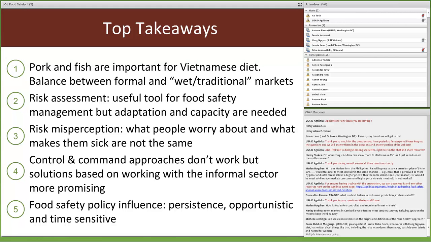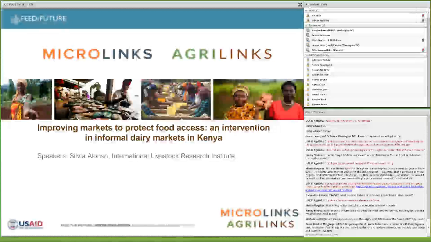The risk misperception issue is also very important. I think that we need more evidence to show where the priority of risk to intervene would be. And finally, to work with policymakers in this type of country, I think we need to be persistent, opportunistic, and very timely to really translate our evidence from research into food safety policy in the country. And with that, I would like to thank you for your attention, and I hand over to my colleague, Silvia Alonso.